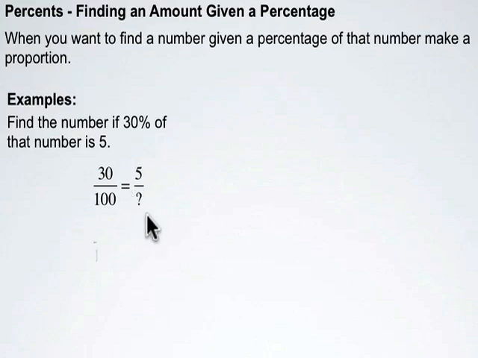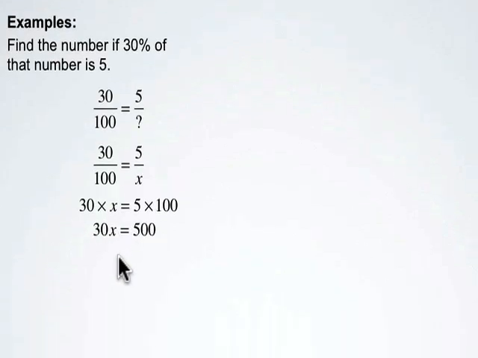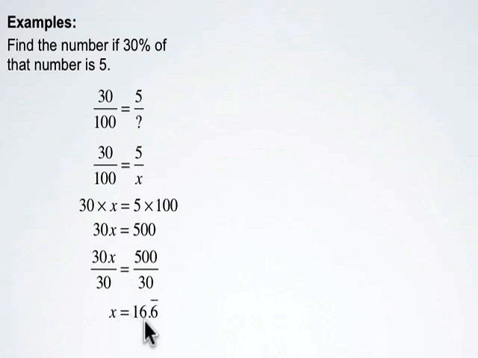Just like in the previous examples, I need a way to deal with this question mark. So I'm going to assign the variable x. So 30 out of 100 is the same as 5 out of x, and x is what we're looking for. I cross multiply: 30 times x, 100 times 5. So I get 30x is equal to 500. I divide by 30 to isolate the x, and I get x is 16.6.